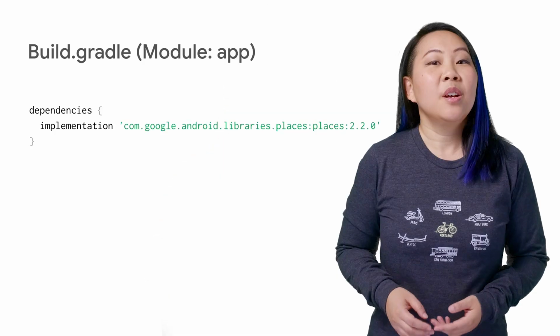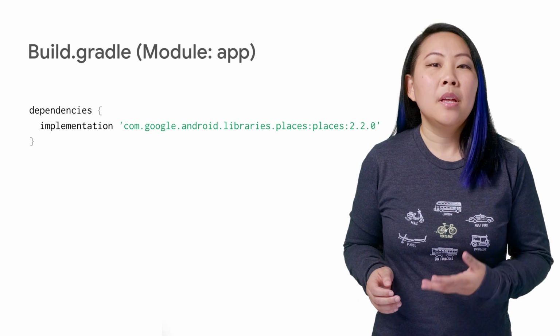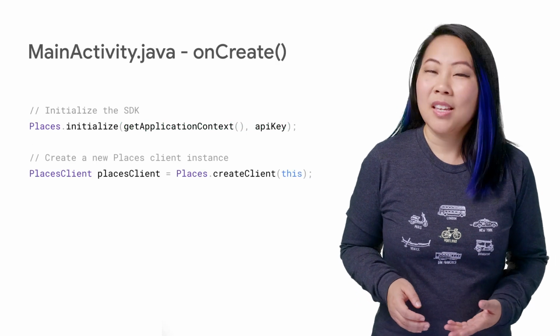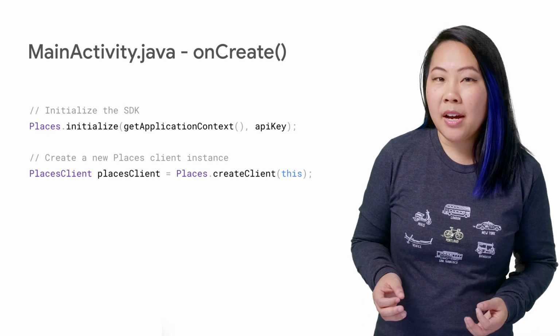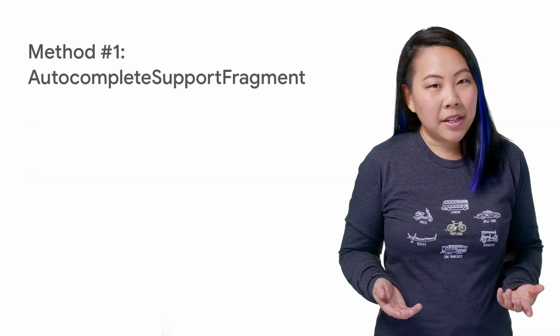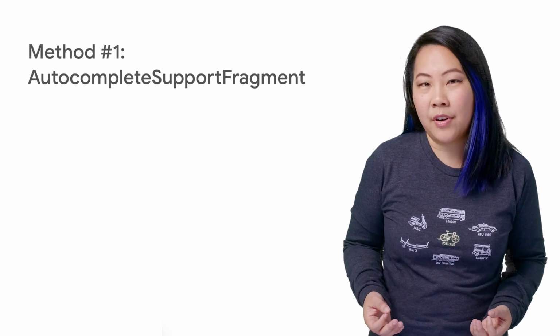I'm going to show you how to add this to an Android app with the Places SDK for Android. First off, you'll need to install the SDK in your app-level Build.gradle file. Then, in your app source code, initialize the client with your API key. The easiest way to add a Place Autocomplete widget is to add the Autocomplete SupportFragment.